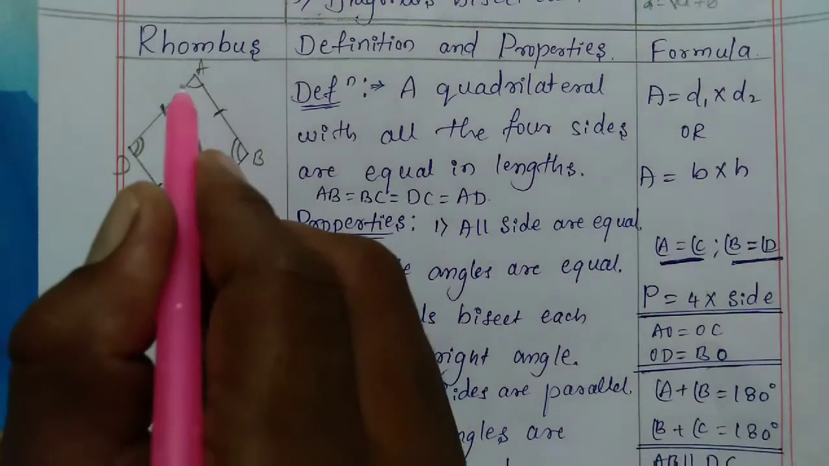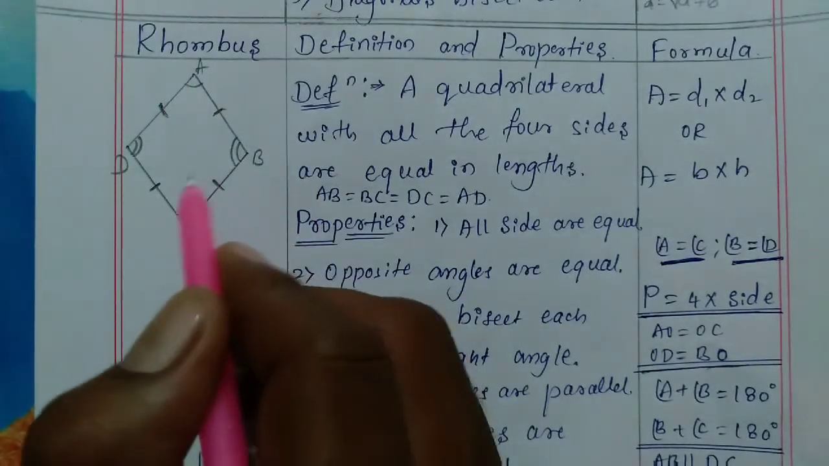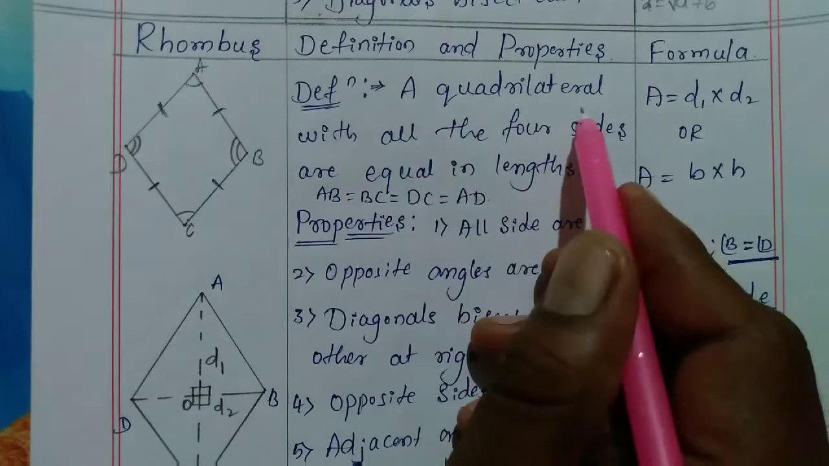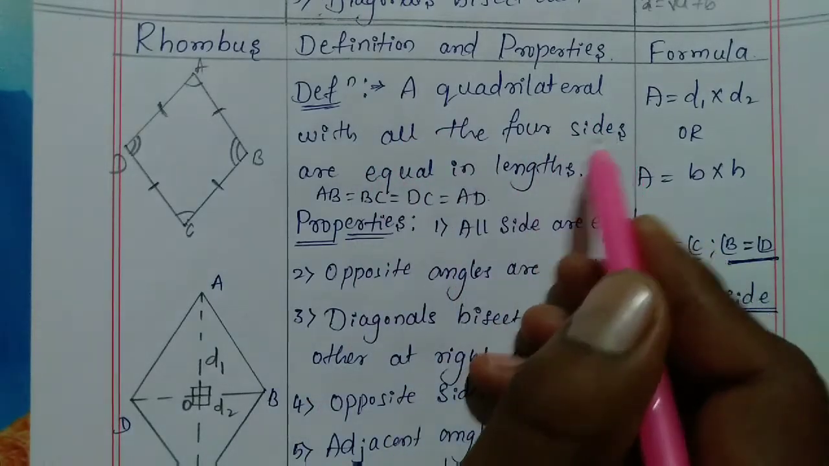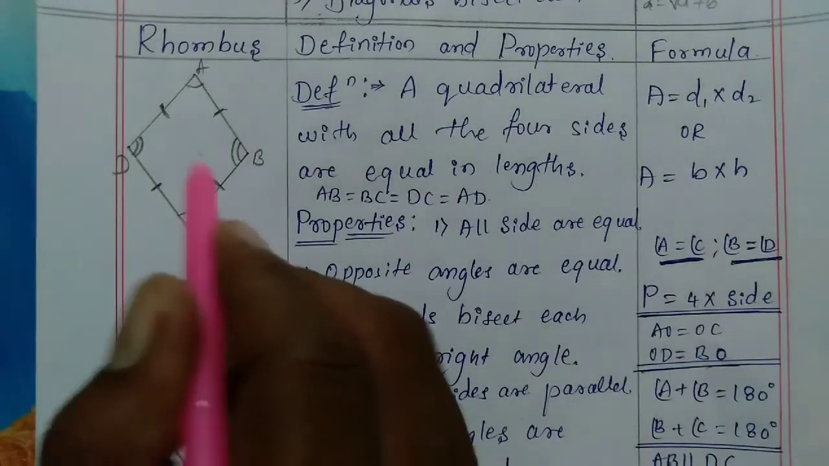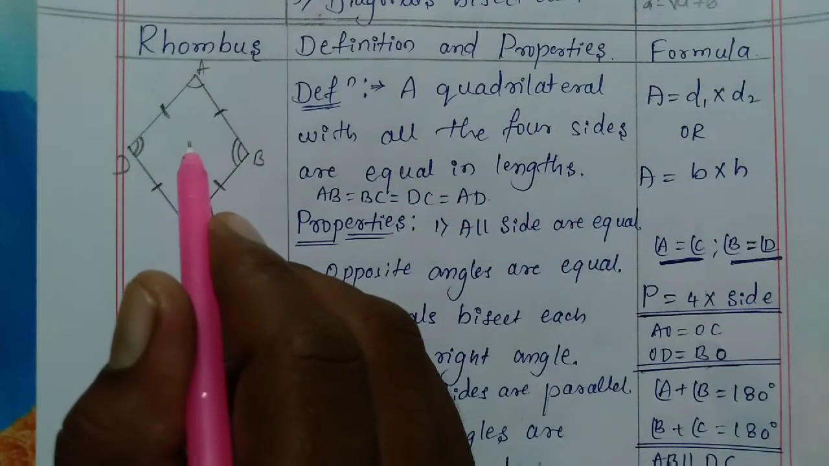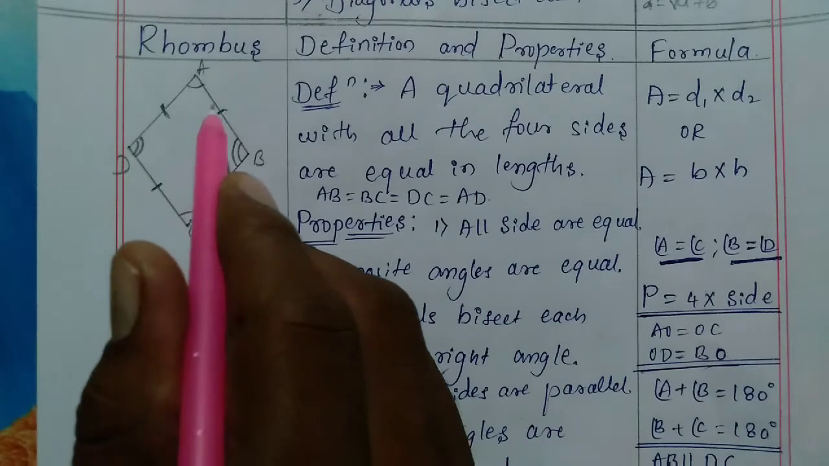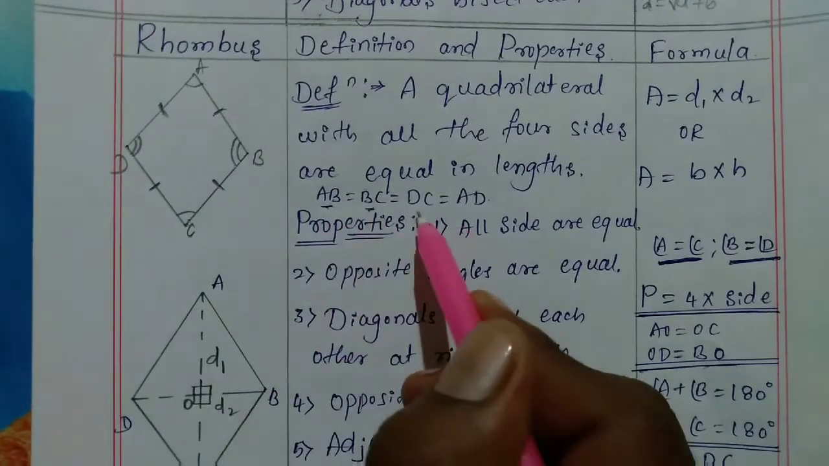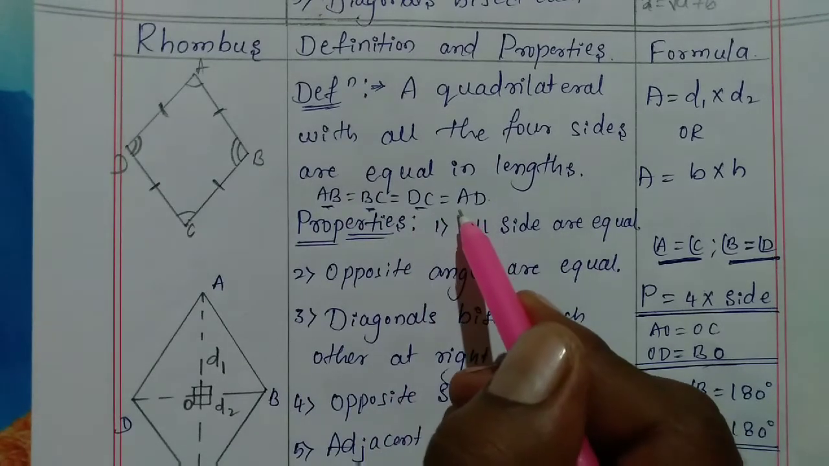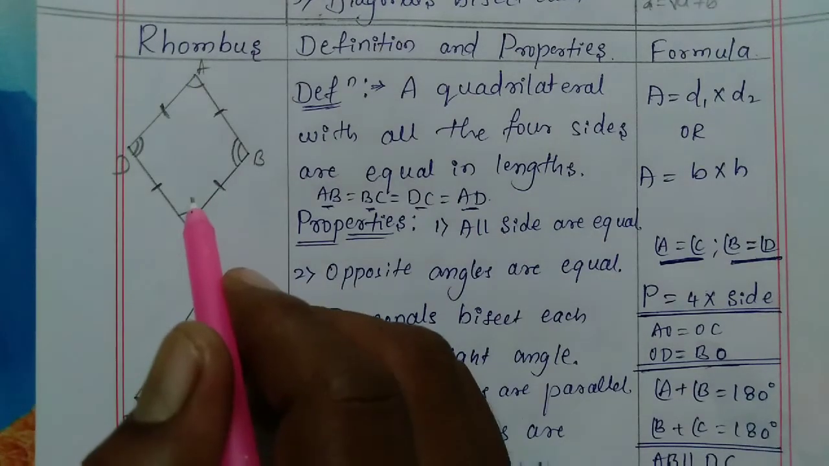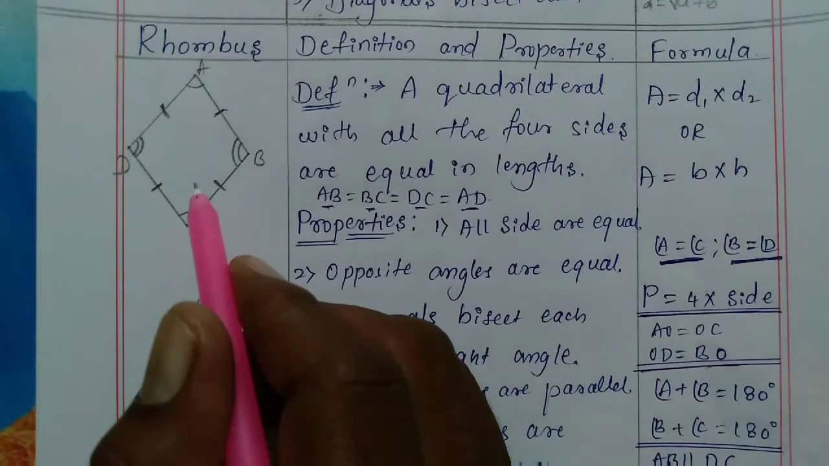So, rhombus. This is the rhombus figure and the definition is: a rhombus means a quadrilateral with all four sides equal in length. So, this is the rhombus. We call this a rhombus when all sides are equal in length. It means AB is equal to BC, which equals DC, which equals AD. If all four sides are equal, then we will call this one a rhombus.